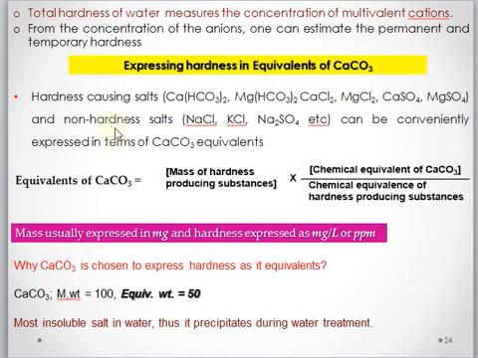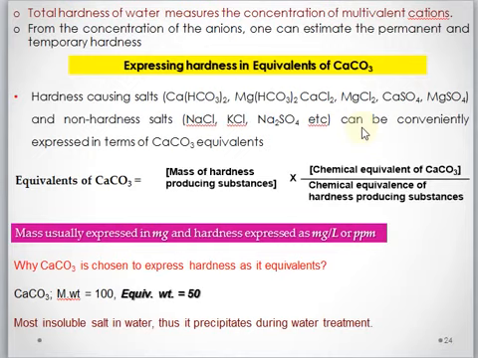So let's see. Hardness causing salts are the ones which are given here: calcium bicarbonate, magnesium bicarbonate, calcium chloride, magnesium chloride, calcium sulfate, magnesium sulfate, and there are many non-hardness causing salts like sodium chloride, potassium chloride, sodium sulfate. All sodium and potassium salts I have told you already in the class.